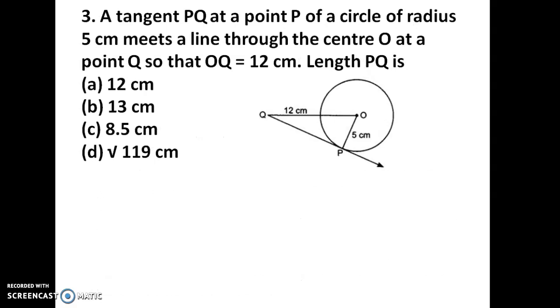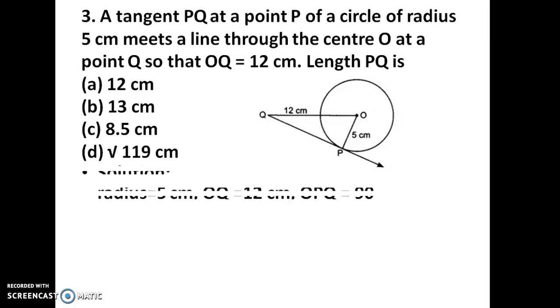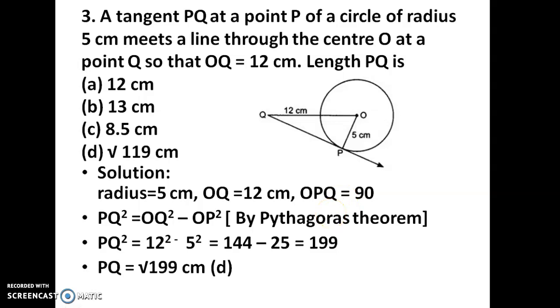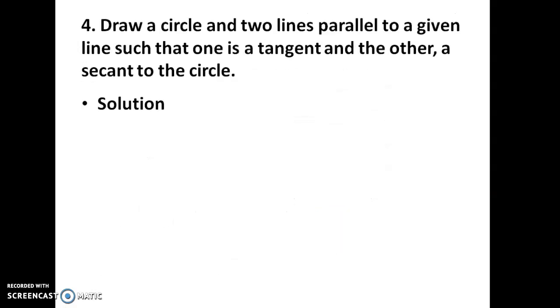Third problem: a tangent PQ at a point P of a circle of radius 5 cm meets a line through the center O at a point Q, so that OQ equals 12 cm. What is the length PQ? Radius OP and PQ are perpendicular, as we know the angle. So by the Pythagoras theorem we can find it. OQ is the hypotenuse, so 12 squared minus 5 squared gives 119. So the square root of 119 is going to be the length of PQ.